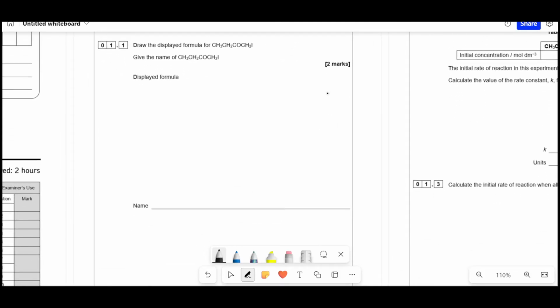So just start by looking at it and drawing it step by step. Displayed means you've got to show all the bonds. We've got a CH3 here, next to it is a CH2, we have a CO and then a CH2I. So if we just put the O here for now since it's on its own, let's look at the rest. So CH2 and then an I like that. This carbon must have another bond, so it's a C double bond O like that.